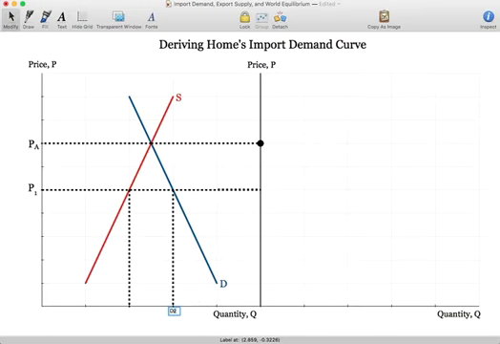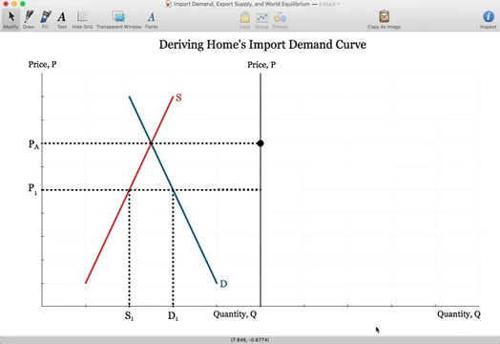So we can call this D1. Let me change the font of that and type. That's a little big. Let me bring that down to 24. There we go. So that is at P1, at the price 1. This is how much domestic consumers wish to purchase. And this is the level that domestic suppliers are actually producing at that price.